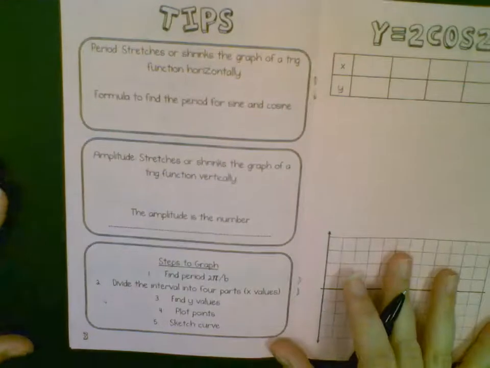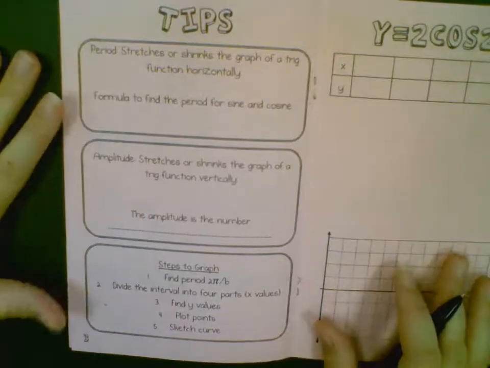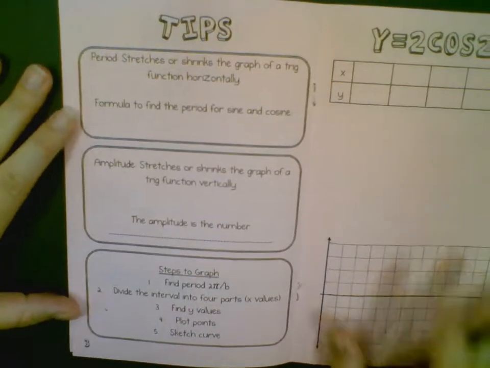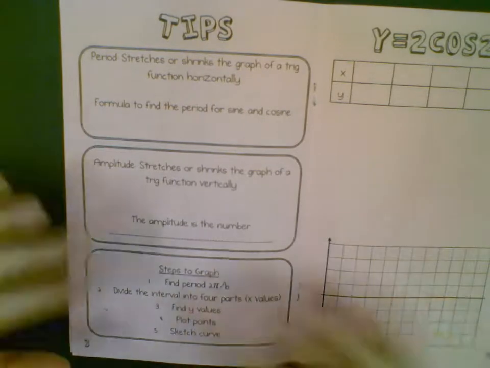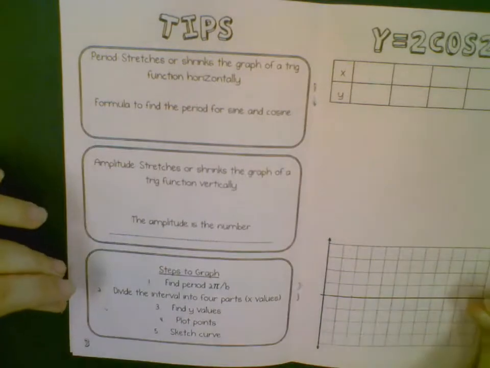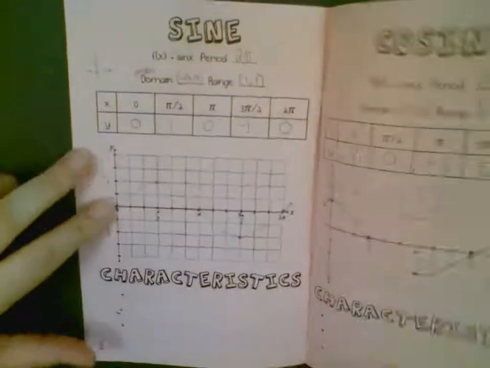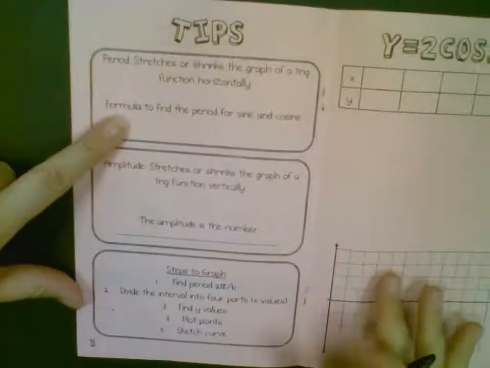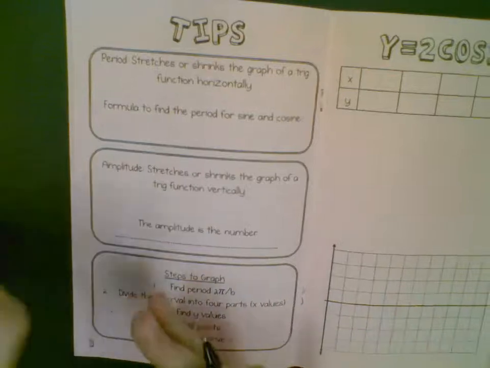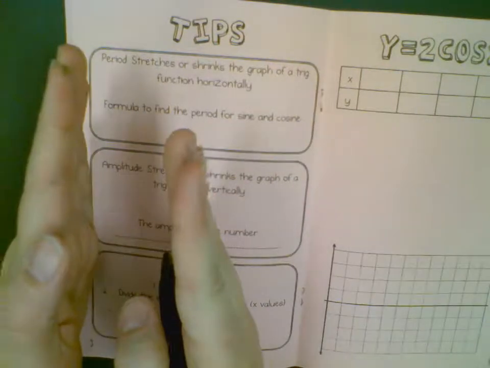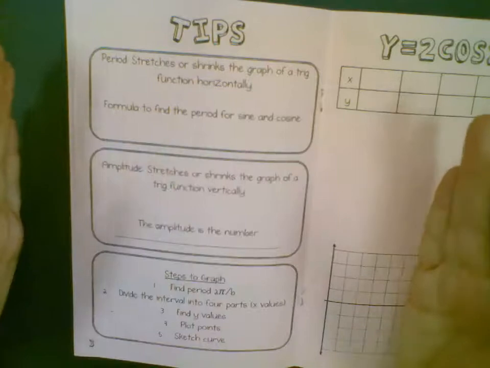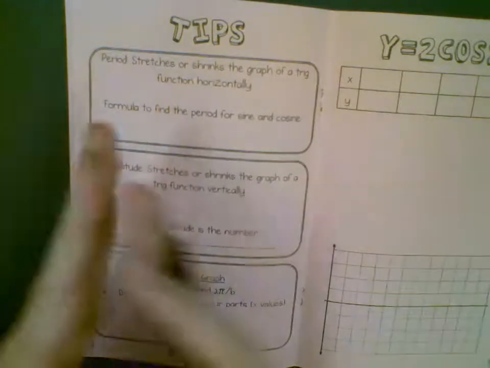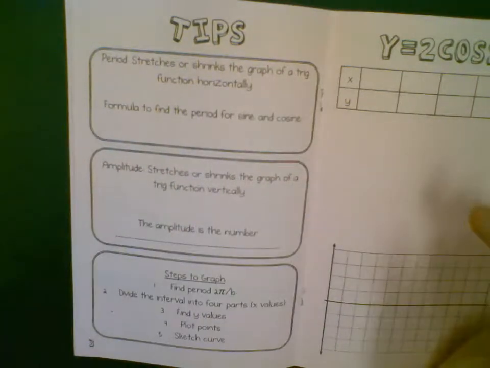Okay, so as we talked about, the period stretches or shrinks the graph horizontally. So that's going to make it either go wider or shorter. So the normal graph can complete a cycle in 2 pi. And if our period changes, that means we could complete this cycle in just pi. So that means it would close in. Or if it gets bigger, we could complete it in 4 pi. So it would be stretched out longer horizontally.